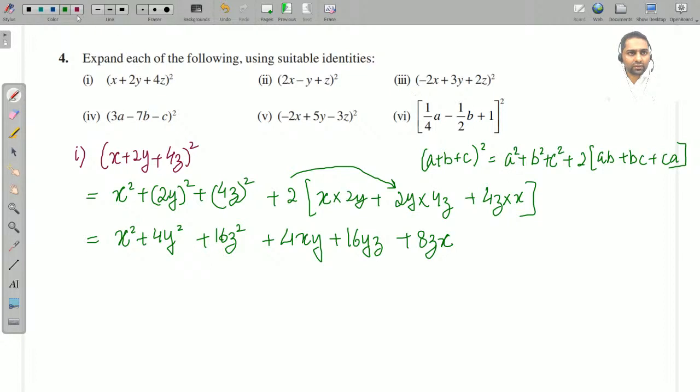Okay, I'm going to solve the last part of this question. If you find any difficulty, you may ask me to solve that particular part as well.